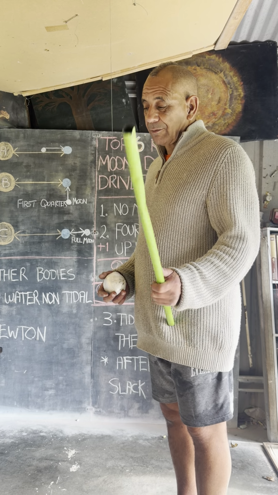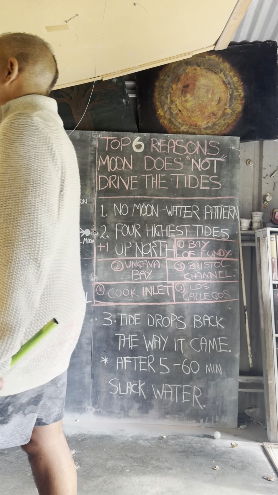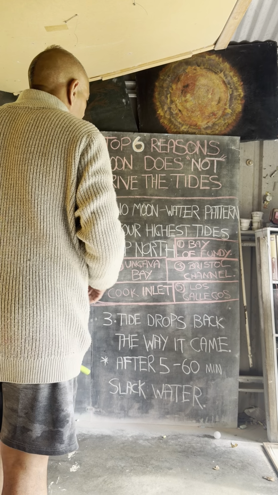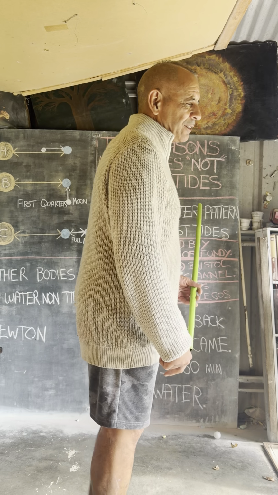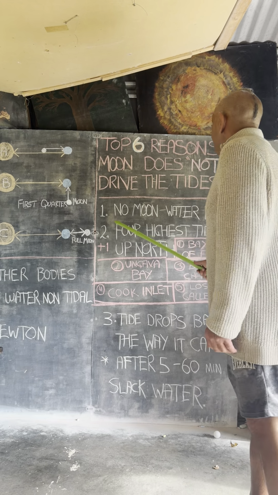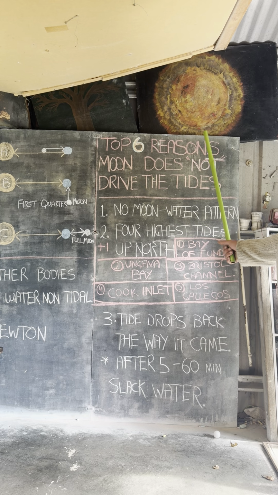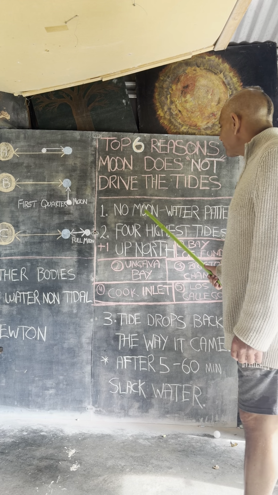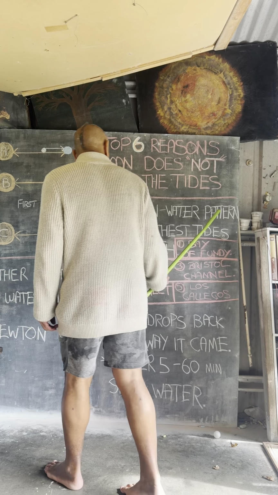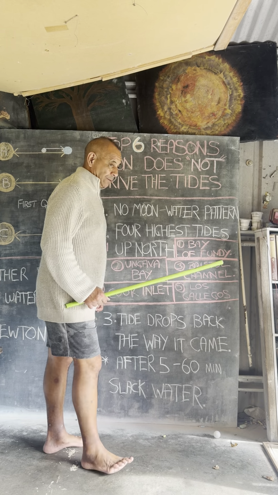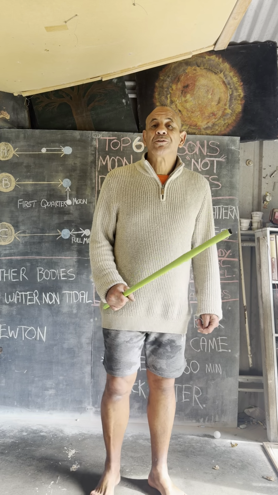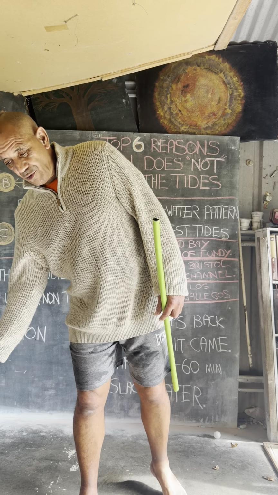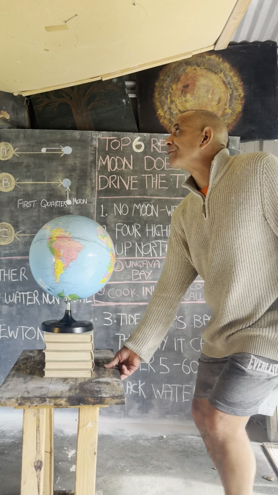then, and only then will you find a pattern that totally blows the moon having anything to do with the water out of the water. Number one, the top 6 reasons the moon does not drive the tides. No moon water pattern. There is not one. Number 2, the 4 highest tides are all up north. How is that possible?